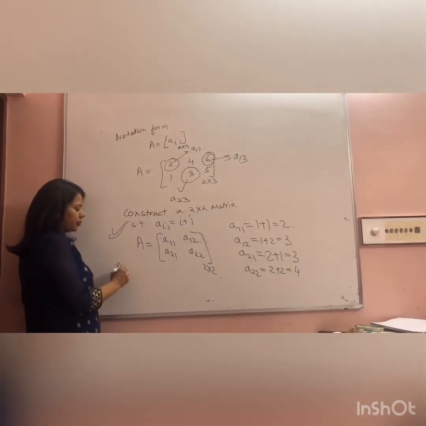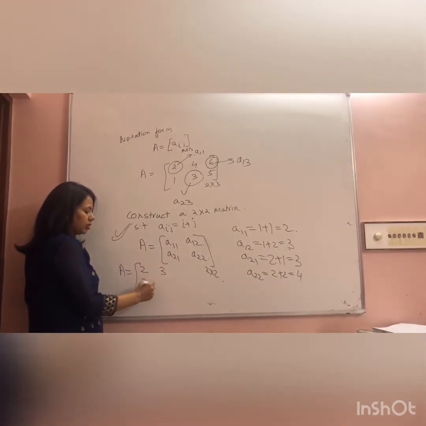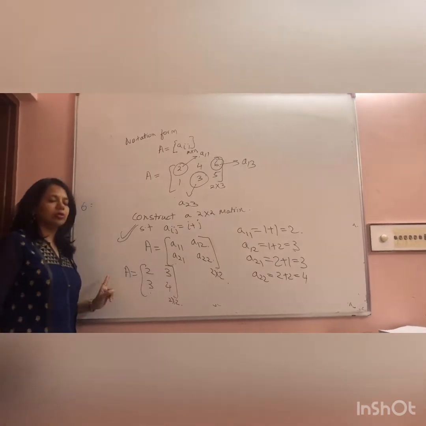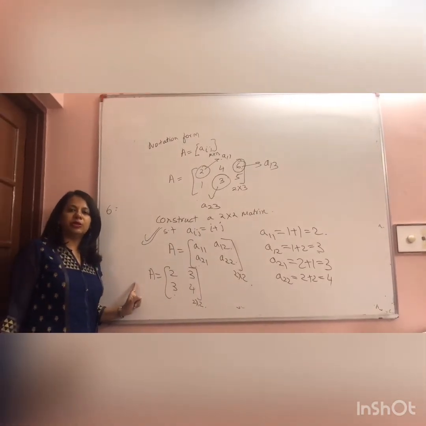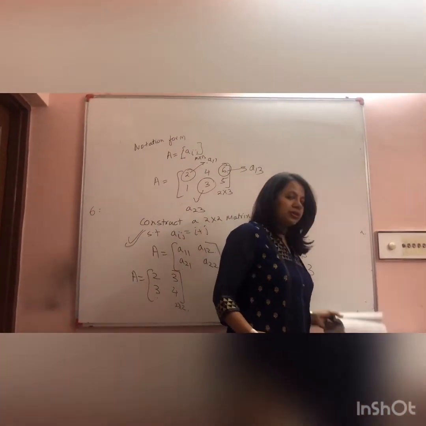Now I represent it back in the form of the matrix. So what do I get? 2, 3, 3 and 4. And always we mention the order of the matrix. So that is how you can construct any particular matrix over here. So this was our topic on constructing a matrix.